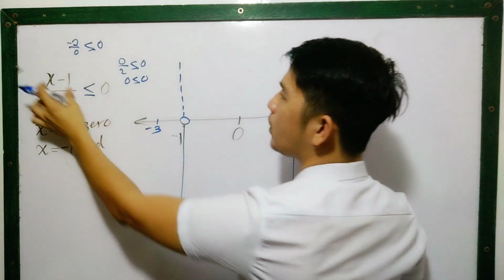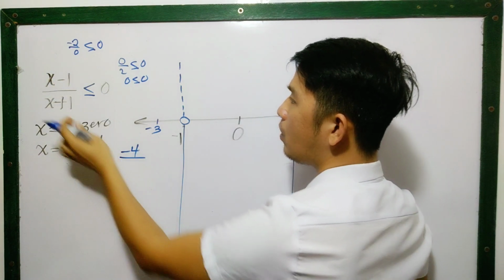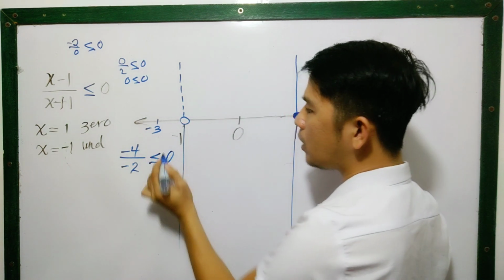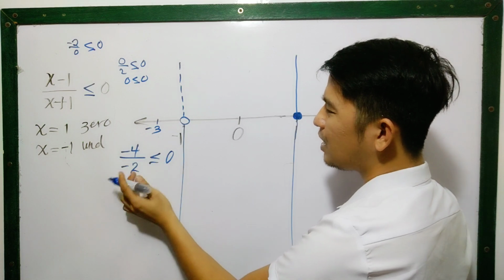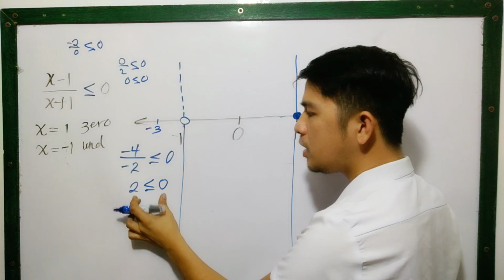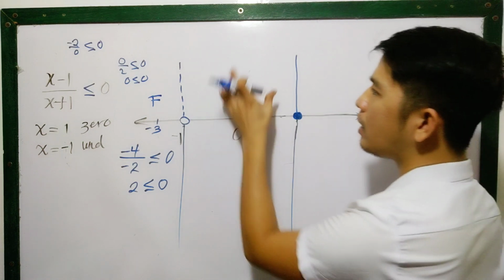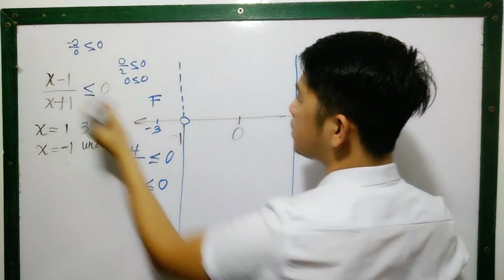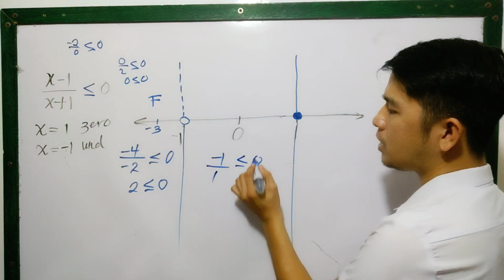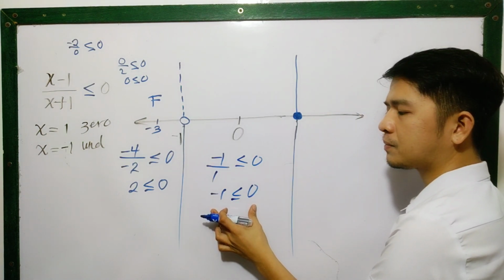When x is negative 3, what will happen? That is negative 3 minus 1, negative 4. Negative 3 plus 1, negative 2. Is this less than or equal to 0? Divide. This is positive 2, less than or equal to 0. Is this true? This is false. Now, when x is 0, dito sa second region natin, that is 0 minus 1 is negative 1. 0 plus 1 is positive 1, less than or equal to 0. So, negative 1 is less than or equal to 0. Is this true or false?